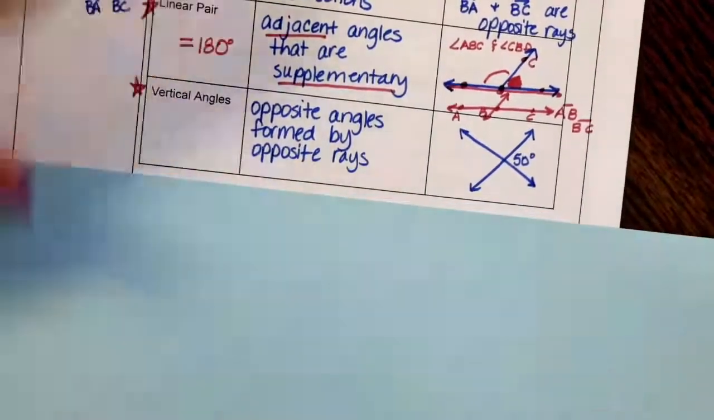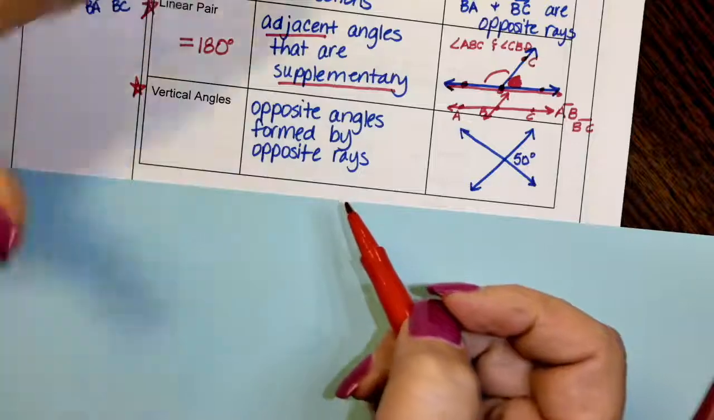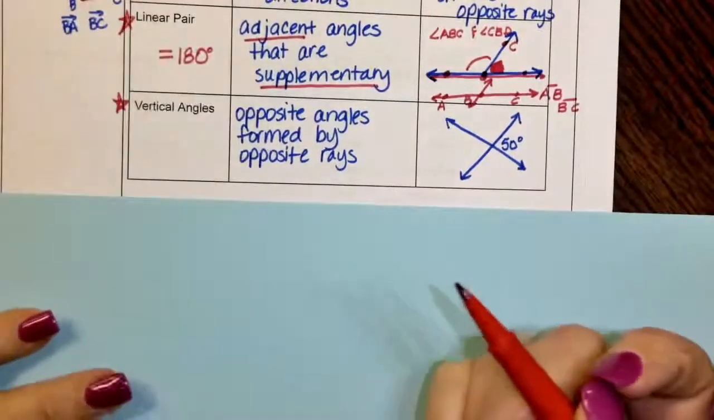Vertical angles are opposite angles. We said adjacent is side by side like your shoulder partner, and opposite is the person who's across from you. So they are opposite angles, and they're formed by opposite rays. Okay, now let's see what their relationship is.